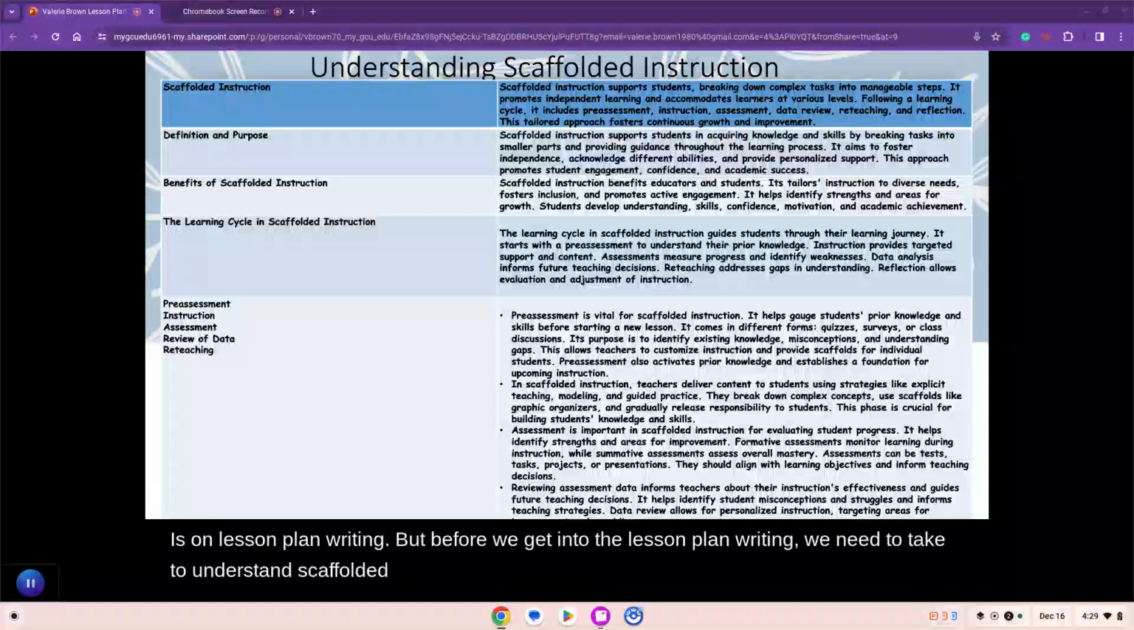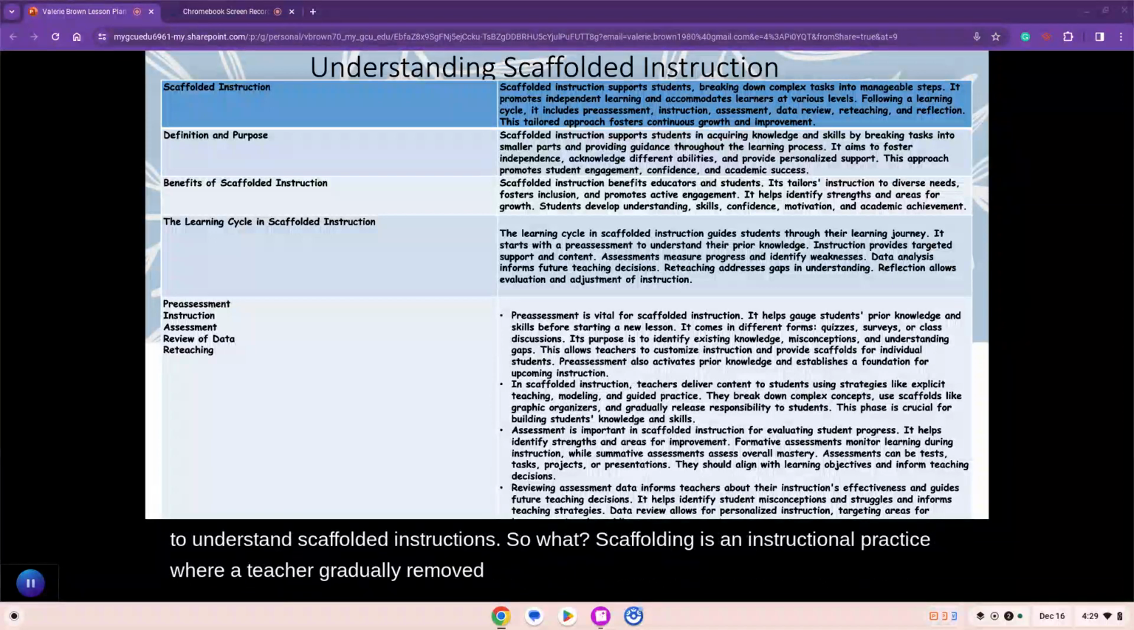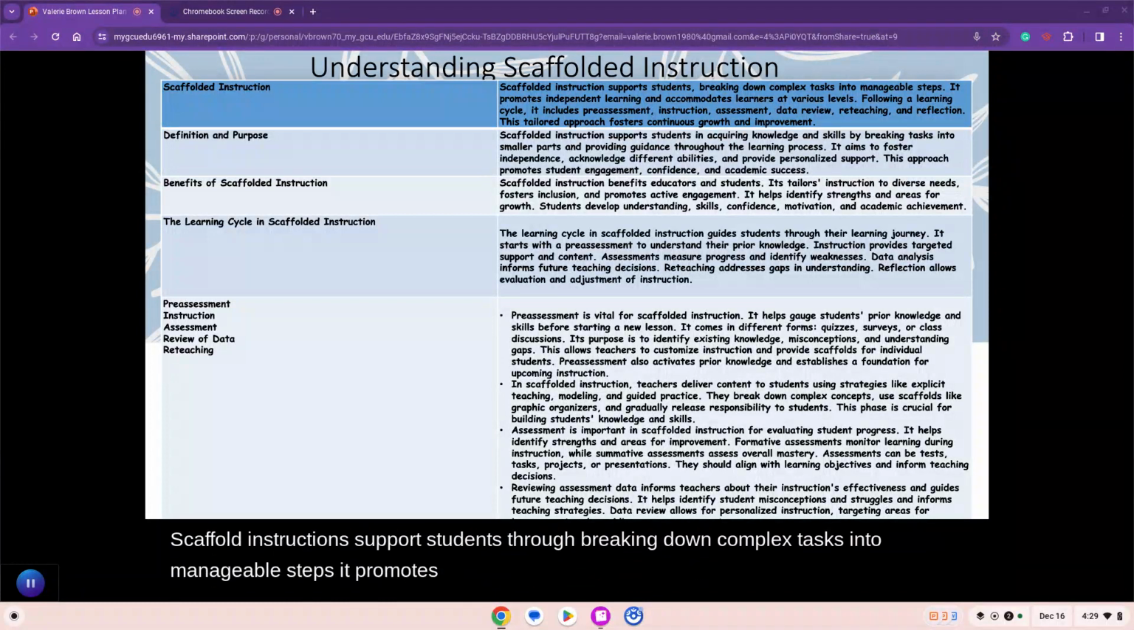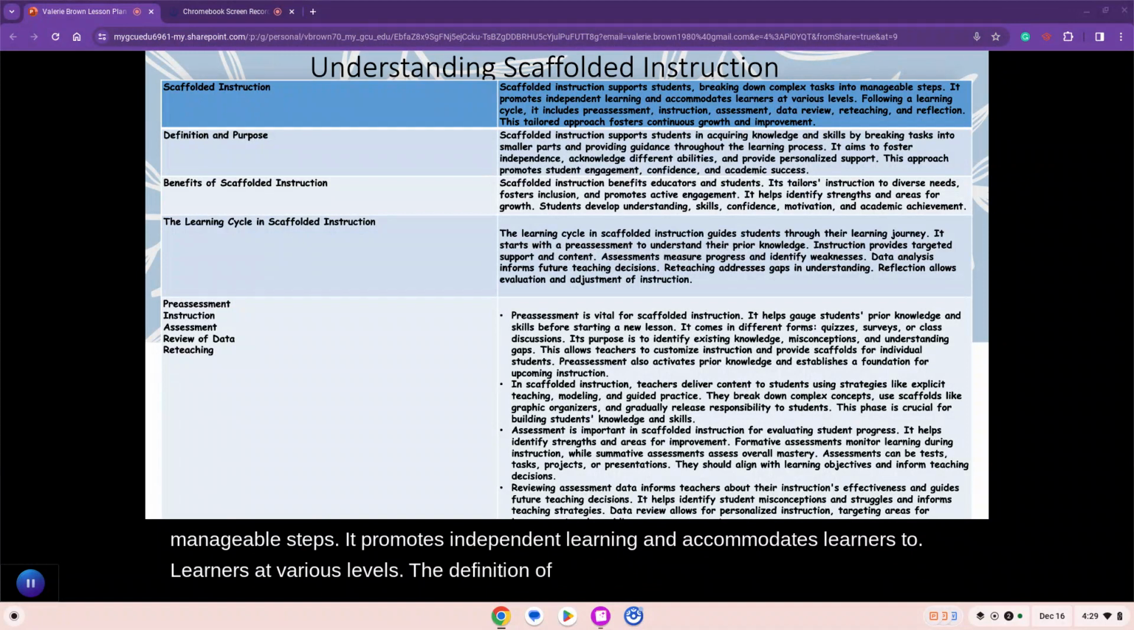Scaffolding is an instructional practice where a teacher gradually removes guidance and support as students learn to become more competent. Scaffolded instruction supports students through breaking down complex tasks into manageable steps. It promotes independent learning and accommodates learners at various levels. The definition of scaffolding is basically just breaking down the task into smaller parts and providing guidance throughout the learning process.